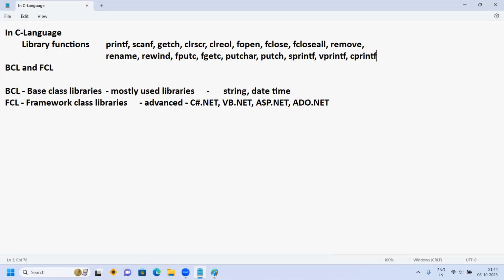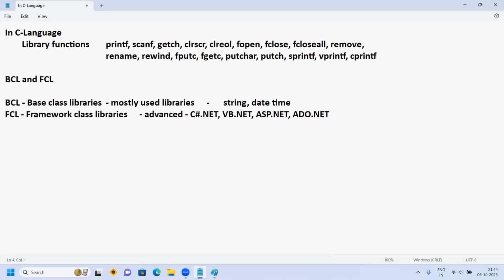Same way, C#.NET provides ready-made things: classes and interfaces. Base class libraries are the regular, frequently used ones. Advanced ones that are applied in all languages are the framework class libraries.